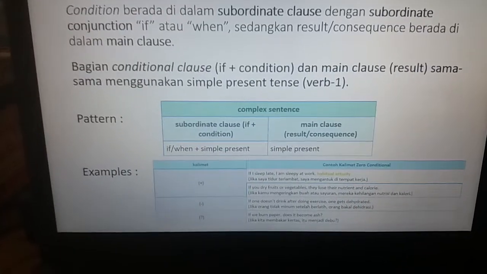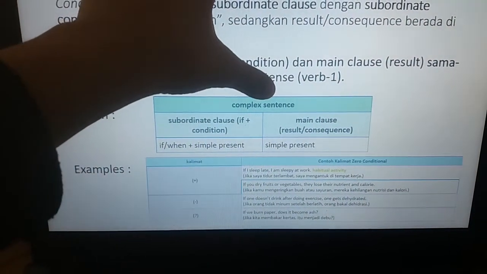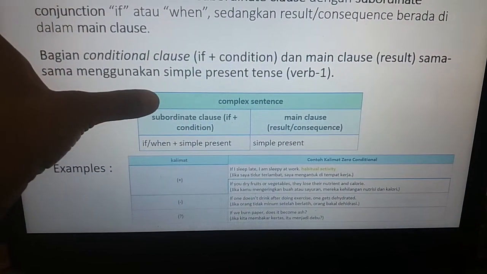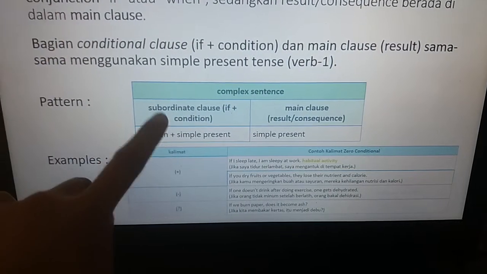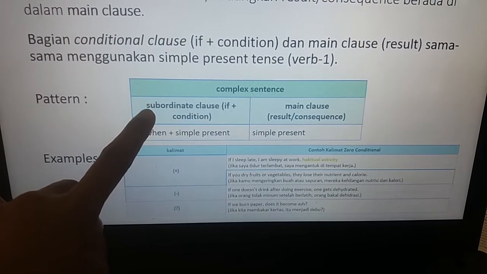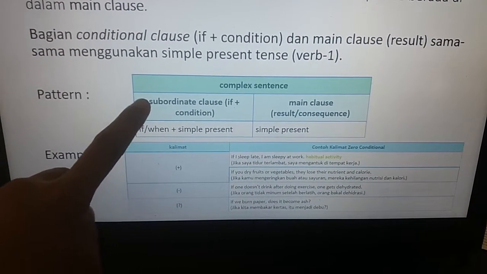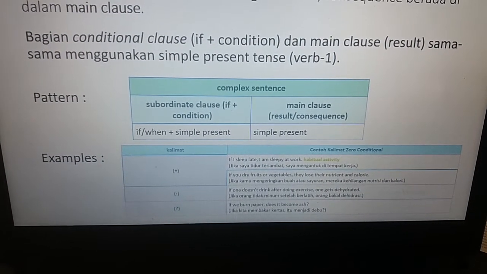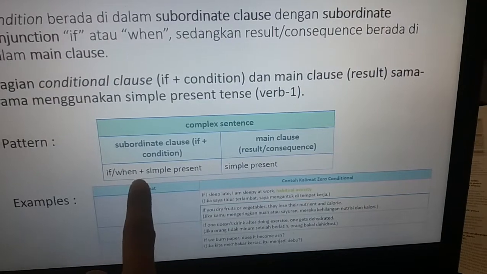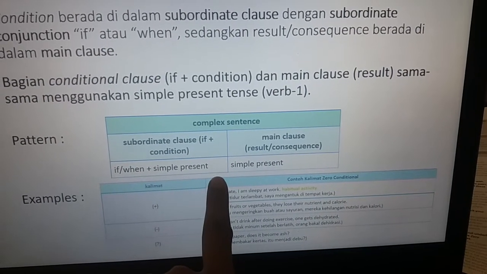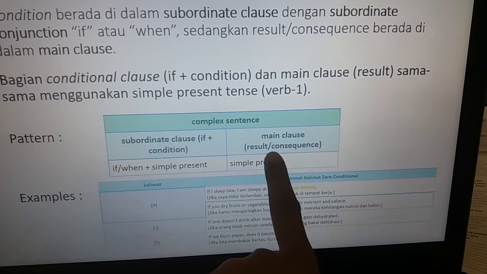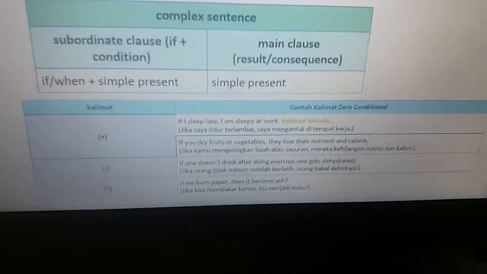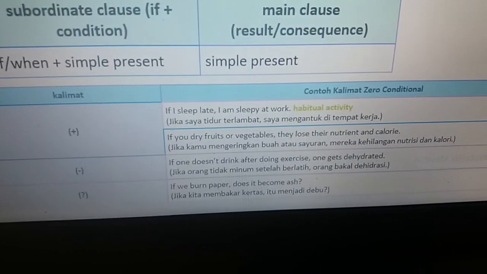Look at this. This is the pattern. This is a complex sentence. A complex sentence here means the zero conditional. There is a subordinate clause. What is the subordinate clause? The subordinate clause is the condition, if plus condition. The pattern is if or when plus simple present. And the main clause is the result or consequence. This is the example from the sentences.